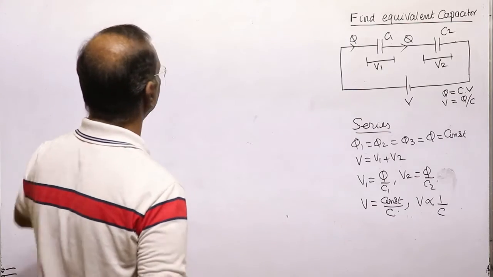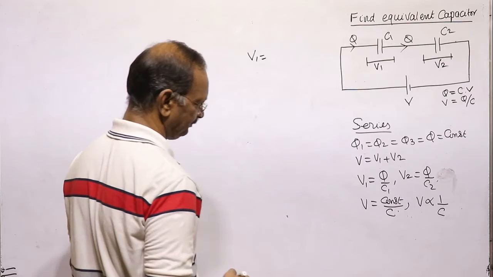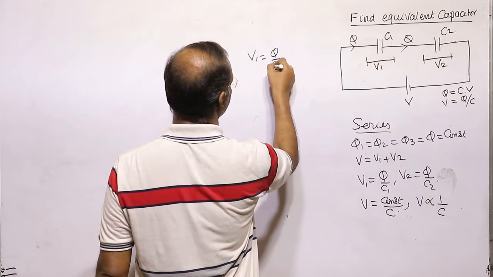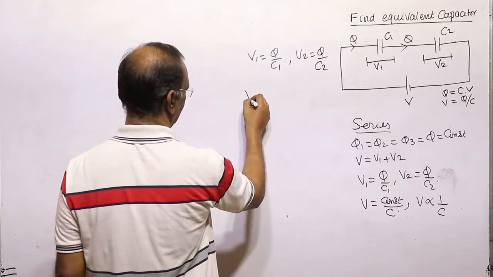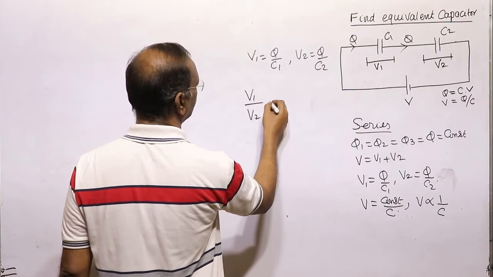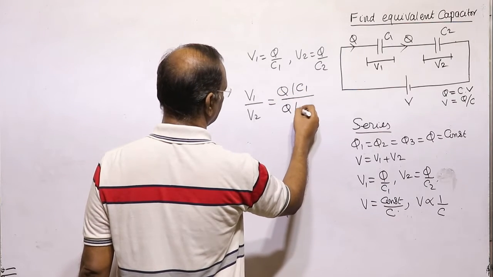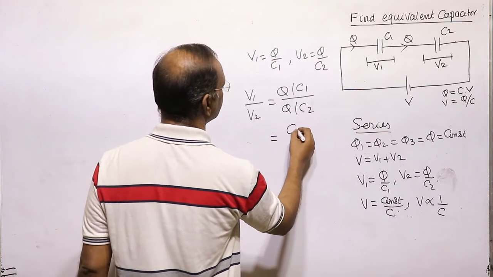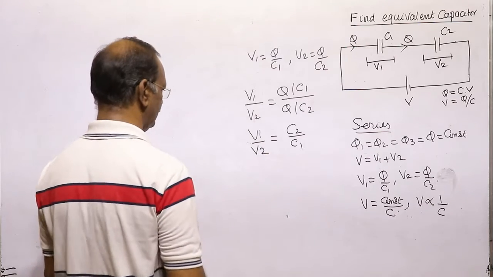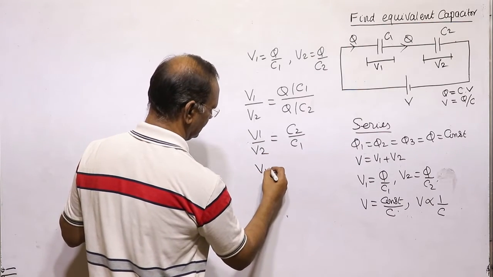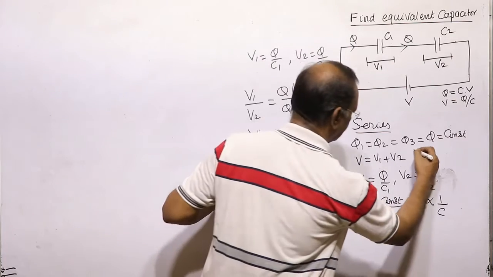Now let us see what V1 is. V1 is equal to Q by C1, and V2 is equal to Q by C2, so V1 by V2 is equal to Q by C1 into C2 by Q, which is equal to C2 by C1. So V1 by V2 is equal to C2 by C1, or we can write V1 is equal to C2 by C1 into V2.